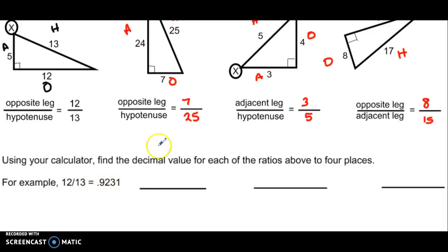After you get that, I want you to try the same thing for 7 over 25, 3 over 5, and 8 over 15. Go ahead and pause the video now. So after putting each of those ratios in, these are the decimal places that you should have gotten. If you feel comfortable with that, go ahead and move on now.